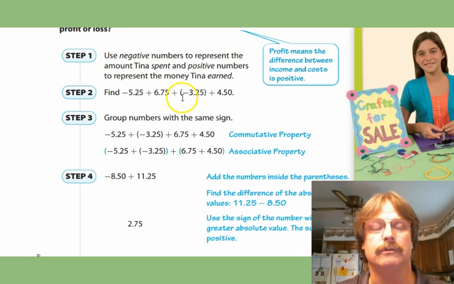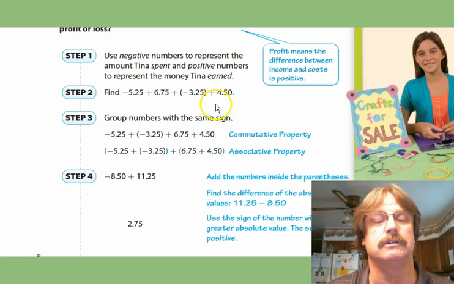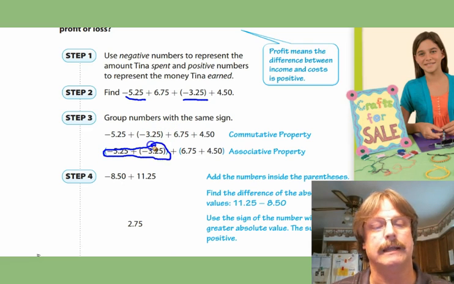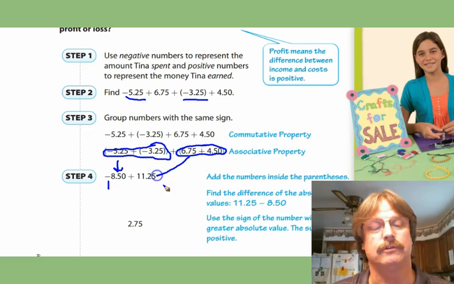Now we could have wrote this as minus $3.25, but by putting everything as an addition, they're showing you where they're going to be able to group. So they're going to take like terms. We have the negative 525 and the negative 325. So they're going to group those together right here. And then we have the 675 and the 450, and we group them together using the associative property. So negative 525 plus negative 325 is negative 850, and we use the sign. And then 675 plus 450 is 1125.